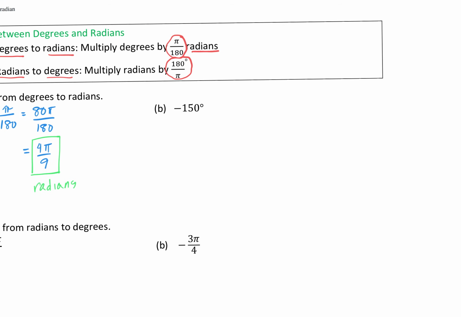If I have an angle measurement of negative 150 degrees, again, I would just multiply that by pi over 180, ignoring the degree symbol. The negative is still going to stay. I have 150 times pi over 180, and then I would reduce that. 15 over 18 divided by 3, 5 pi over 6. That is the exact answer in radians.